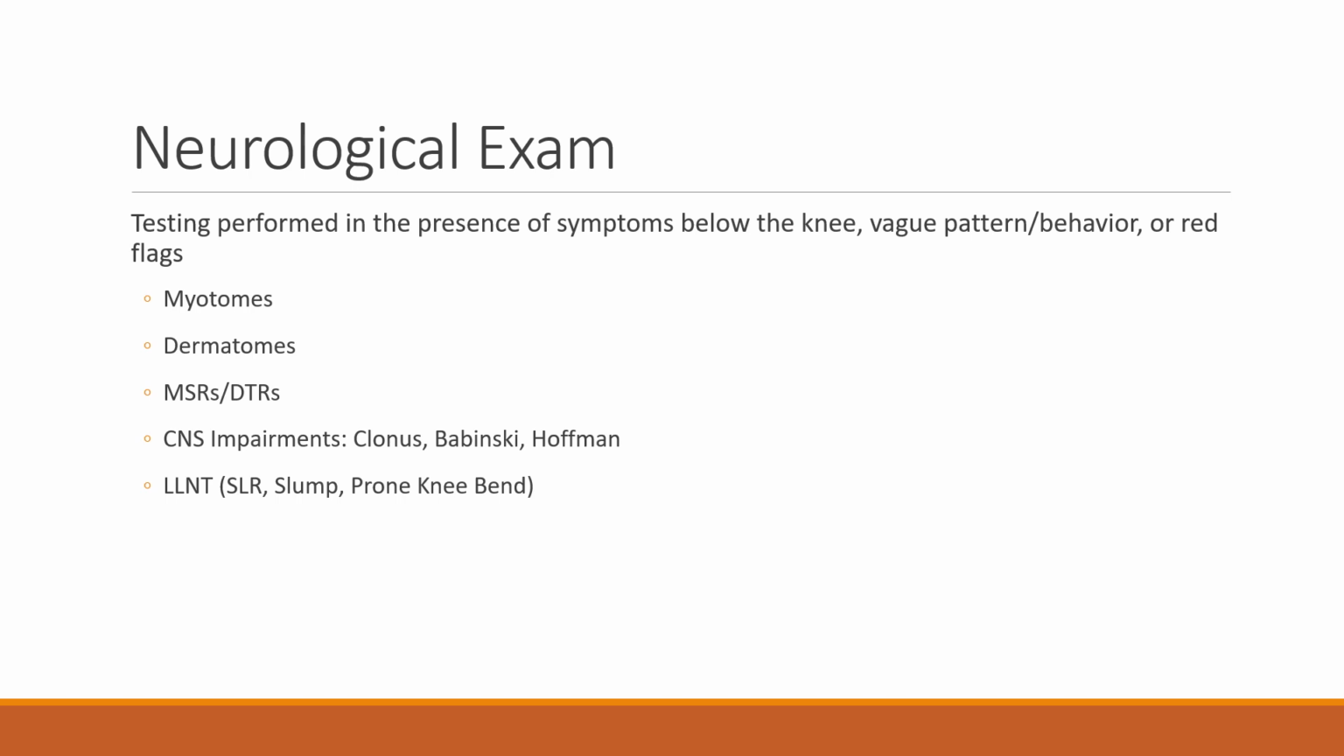We'll make sure that we discuss briefly myotomes, dermatomes, and stretch reflexes, and we'll talk about central nervous system involvement as well. So clonus, Babinski, and Hoffman will be important too. And then lower limb neural tension testing, in terms of the straight leg raise and the slump test. We'll be sure to review those as well.